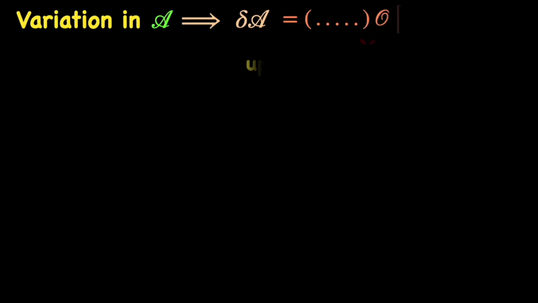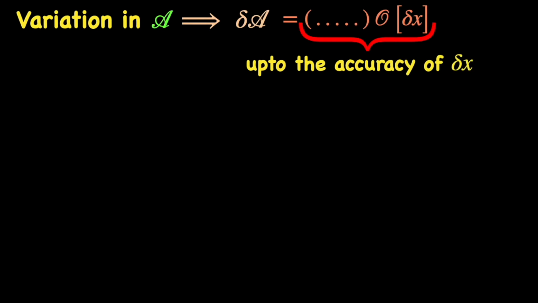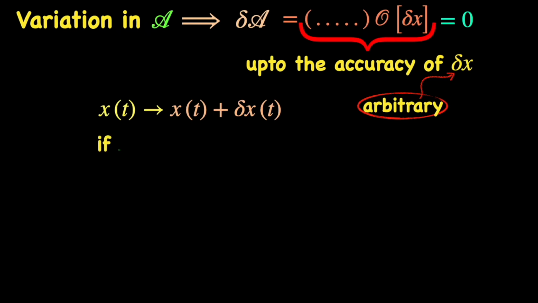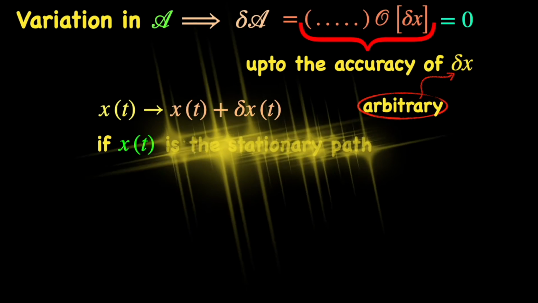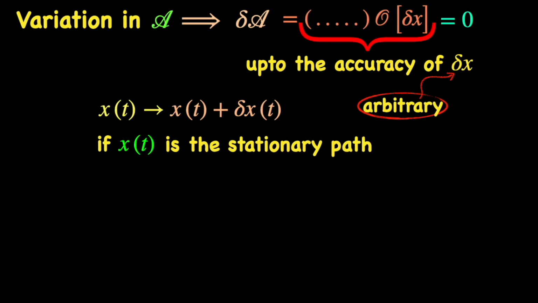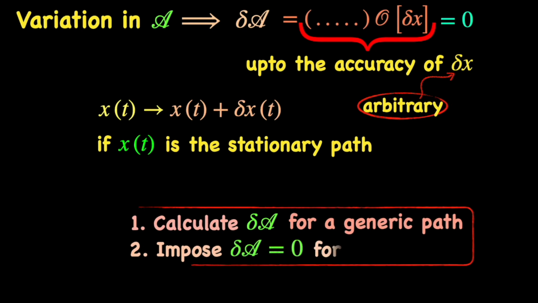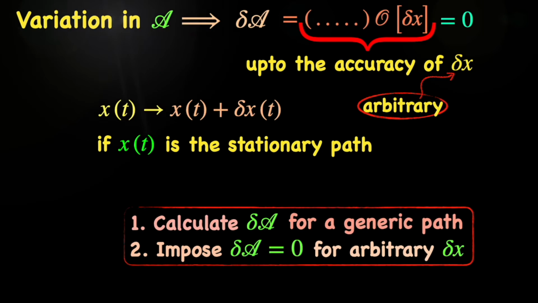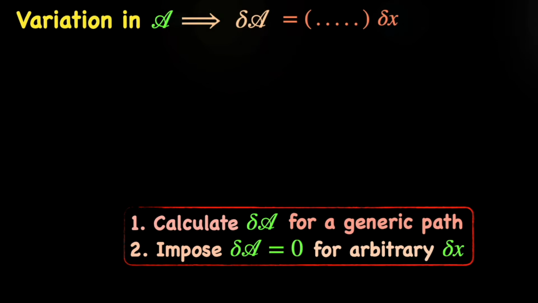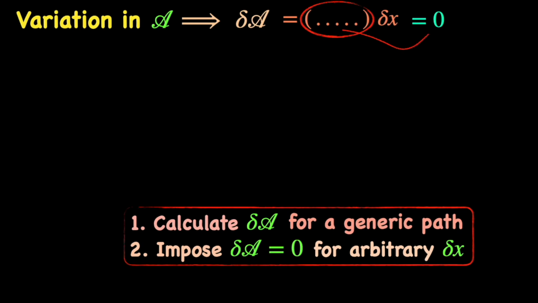Now, the action principle says that the variation in the action delta A, calculated up to the accuracy of first order in delta x, should vanish for any arbitrary path variation delta x if the path x of t being varied happens to be the stationary one. So we work this logic backward and find the mathematical condition for the correct path by equating the delta A to 0 for arbitrary delta x. This means the delta x needs to be factored out from the expression of delta A, and what is left is to be equated to 0.